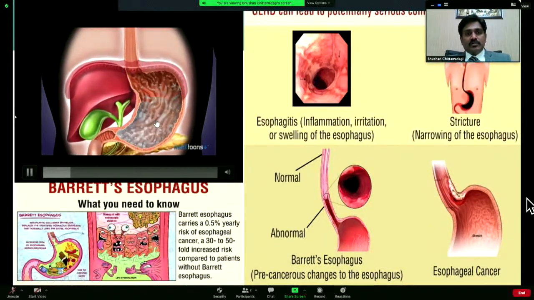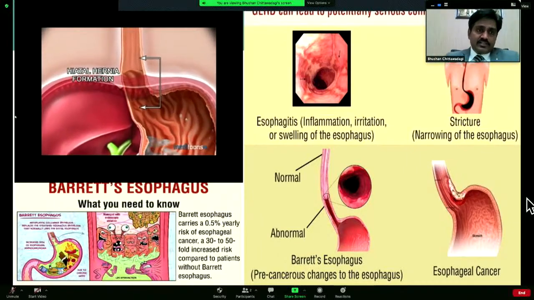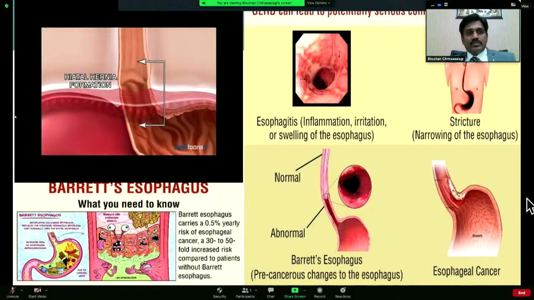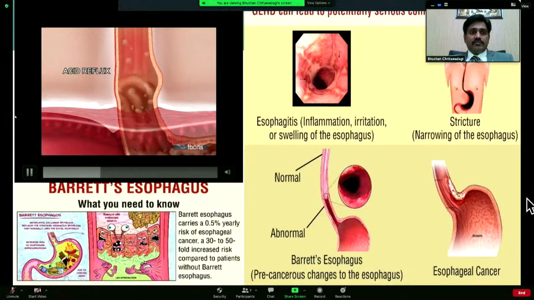Now, the acids in the stomach are naturally secreted. It's a natural thing to have stomach acid in the stomach. When a hiatal hernia is formed, the food pipe gets pulled into your chest. Now, the acid starts refluxing.